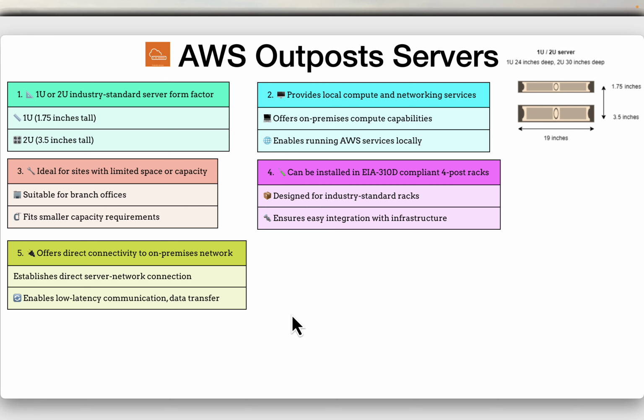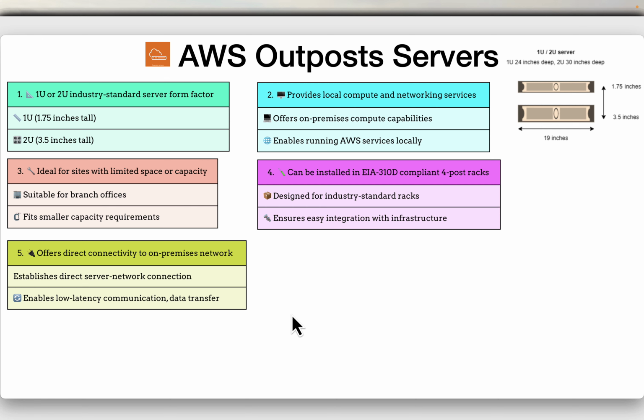With Outpost servers, you can establish direct connectivity between the server and your on-premises network, enabling low latency communication and efficient data transfer. So because you are installing it in your physical data center, the server can directly connect with your local network.